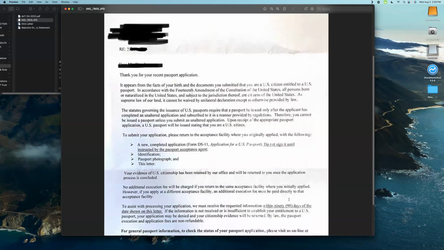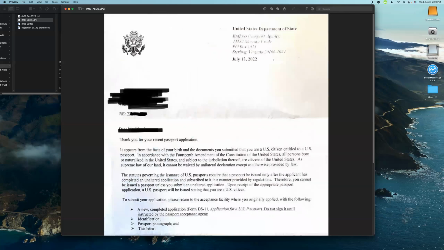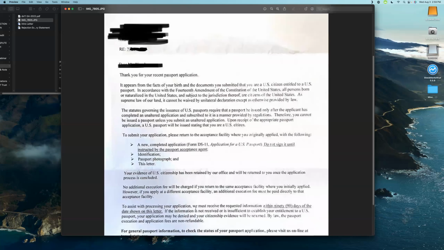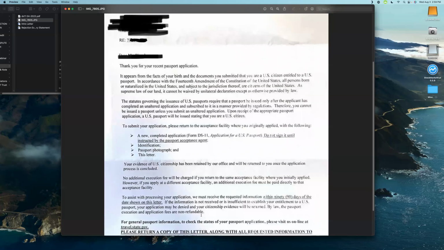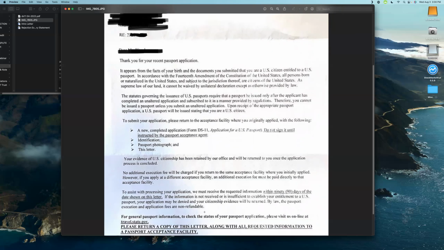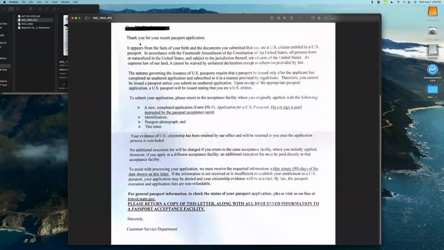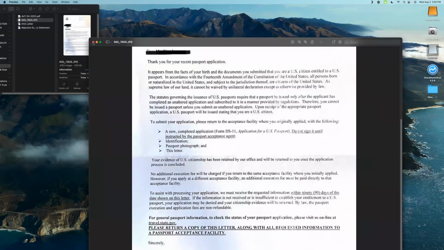So he has 90 days from July 13th. Otherwise, he will forfeit his application fee. The entire thing will be denied. It is non-refundable. He will get his birth certificate back, but he will not receive the application that he submitted. They will keep that. Okay, so let's get into the new application.